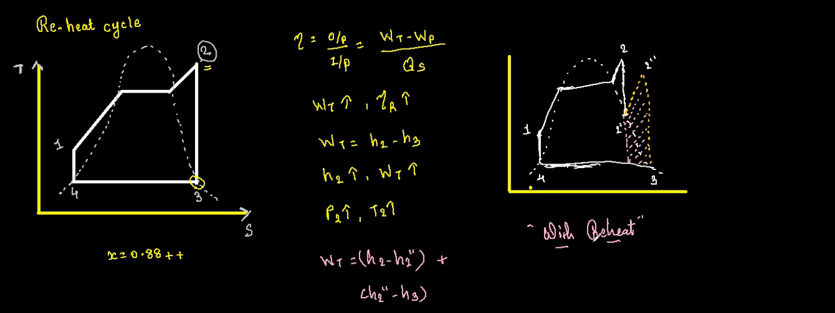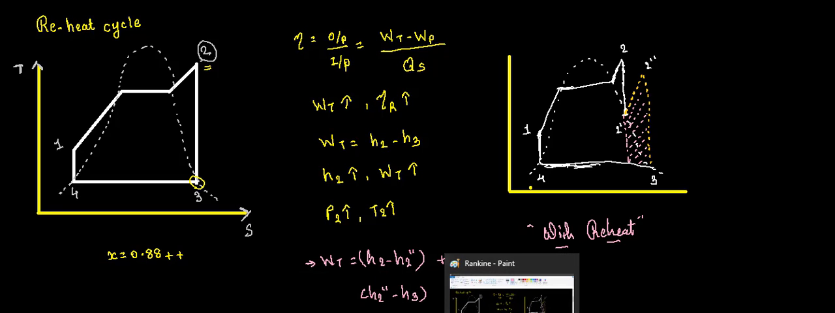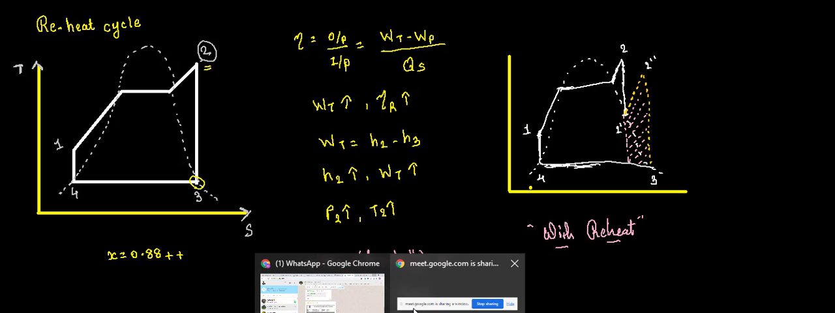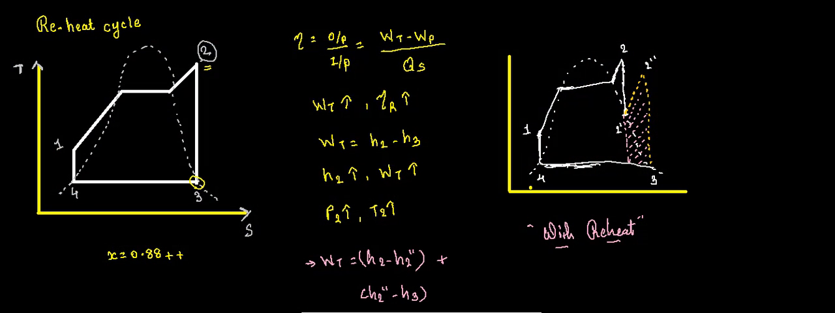Okay, H2 minus H2 double dash and H2 double dash to H3. So these are the equations through which the efficiency of the turbine can be improved by using the reheat cycle. So I hope you got this point, how this problem works. I think I need to show you some more images so that the concept will be clear.